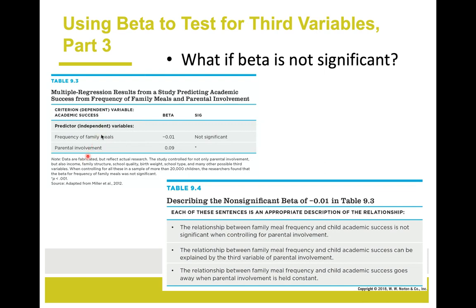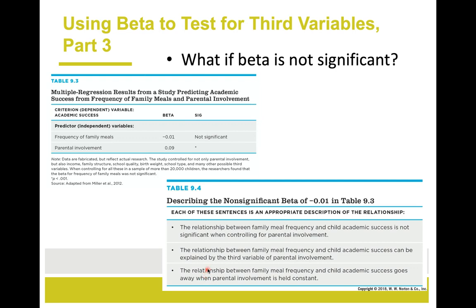So if we have two variables in a model and one of them is significant, what that means is that when controlling for the significant one, the thing that we thought might be related, frequency of family meals, goes away. It's no longer needed.